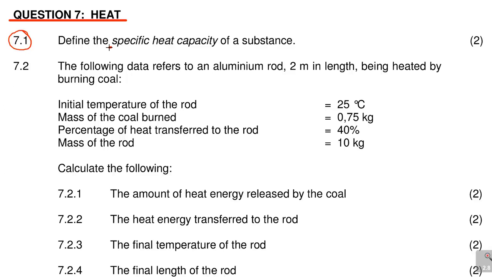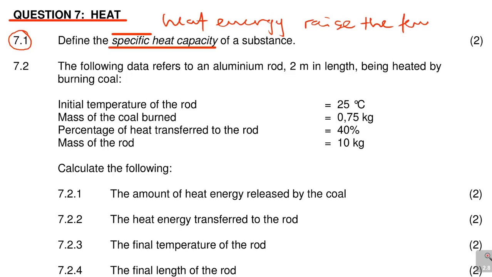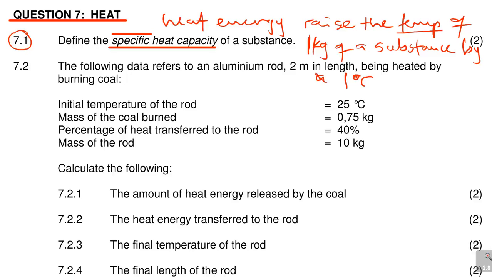define specific heat capacity. Now, the moment they say specific is the keyword, specific heat capacity. This is the amount of heat energy that is required to raise the temperature of 1 kilogram of a specific substance by 1 degree Celsius, or by 1 Kelvin in this case.